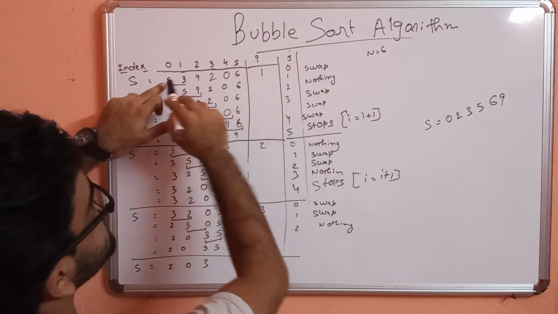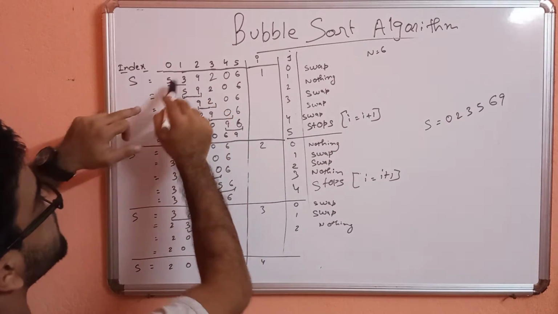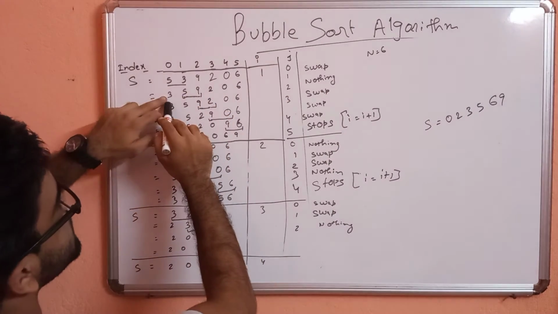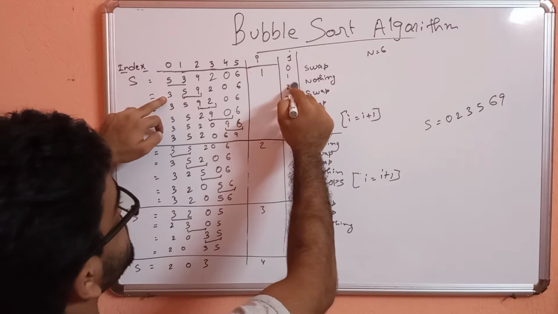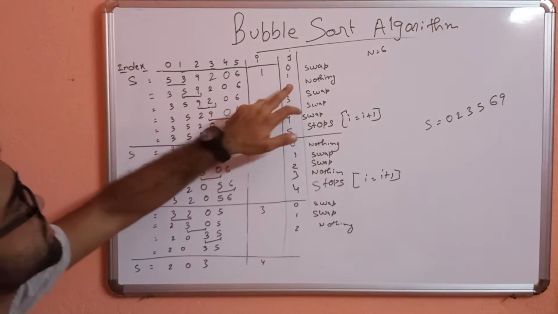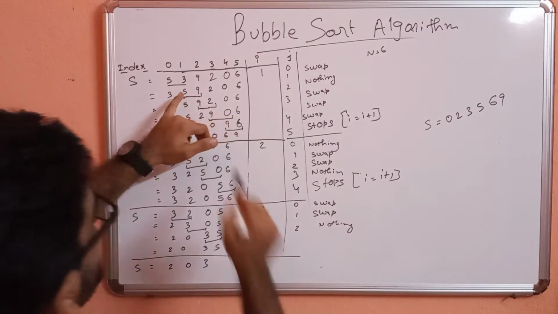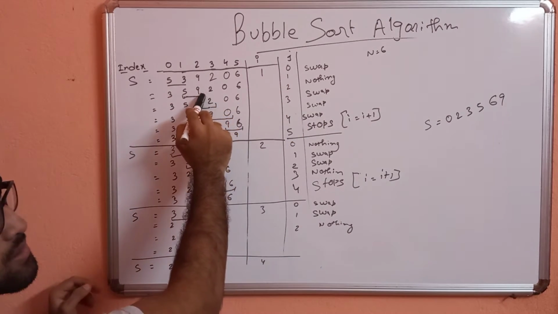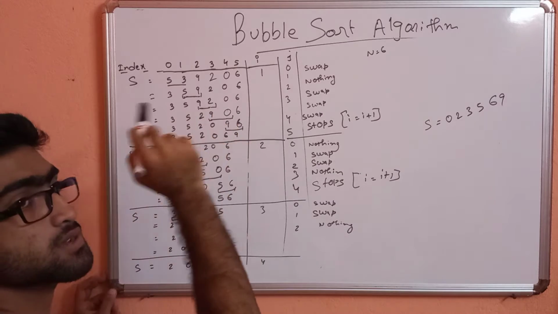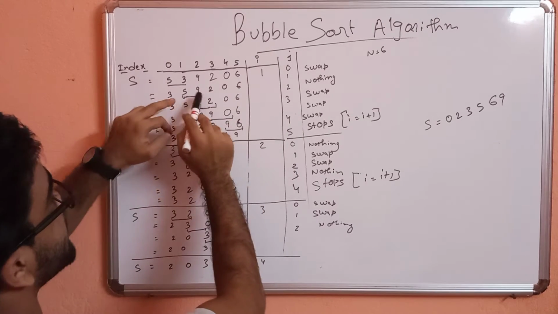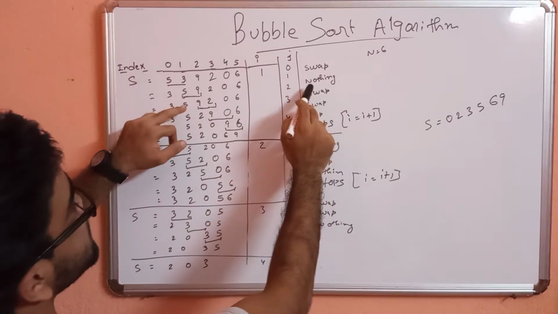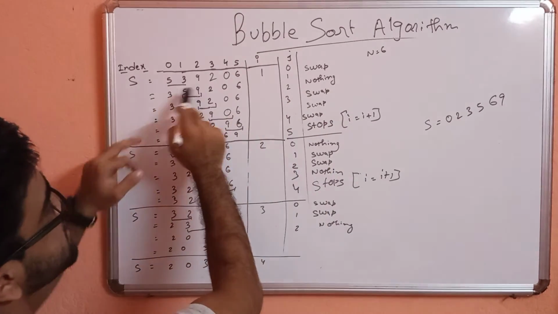5 is greater than 3, so 3 will come in the 0th index. 3 came in the 0th index, 5 moved to the first index. Then j becomes 1, then 5 and 9 will be compared. This sorting technique is a sorting by comparison, so it will compare each element. 5 and 9 will be compared, then it will do nothing because 5 is less than 9.